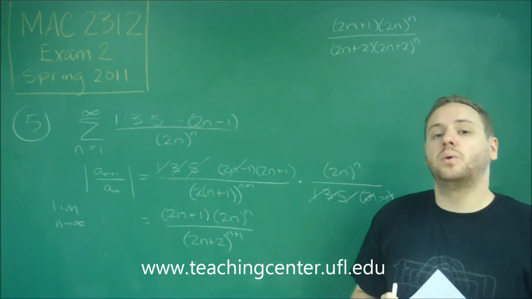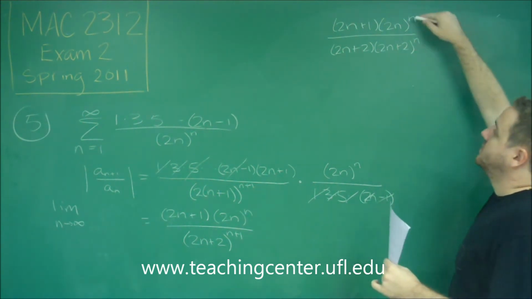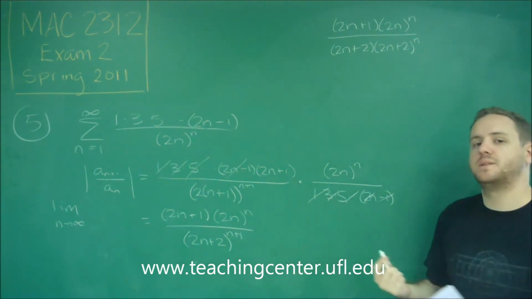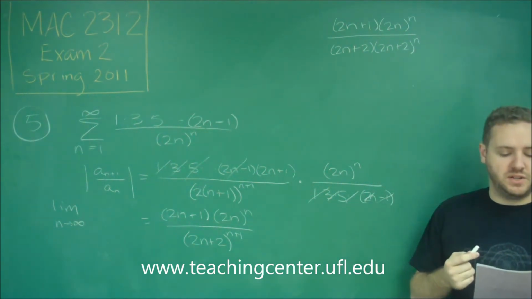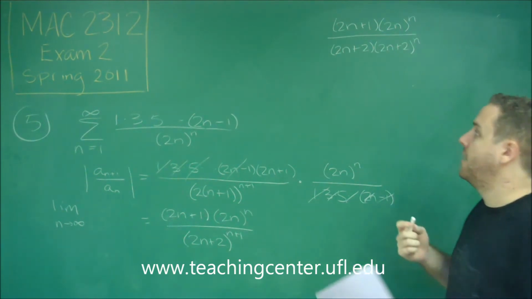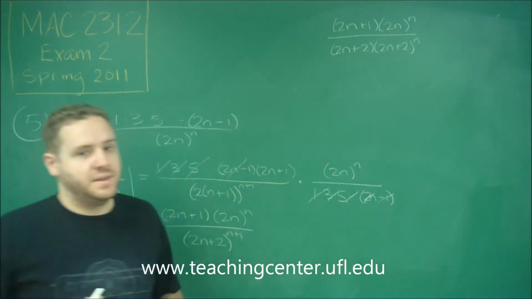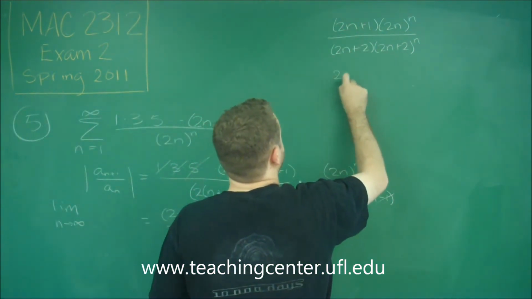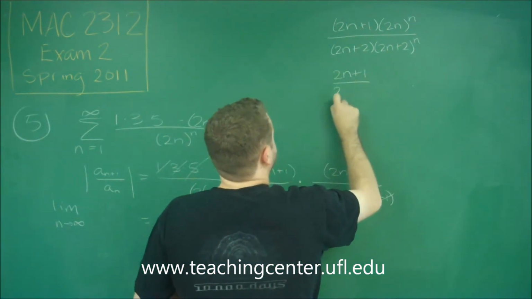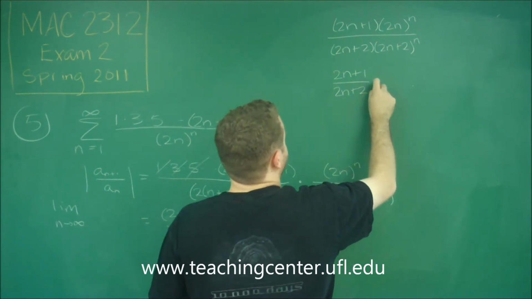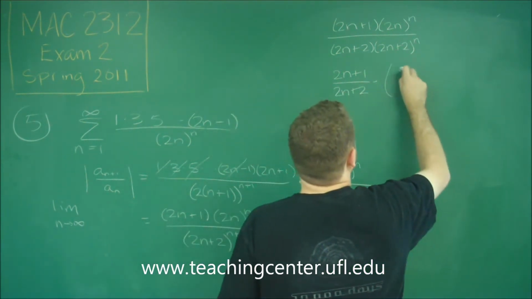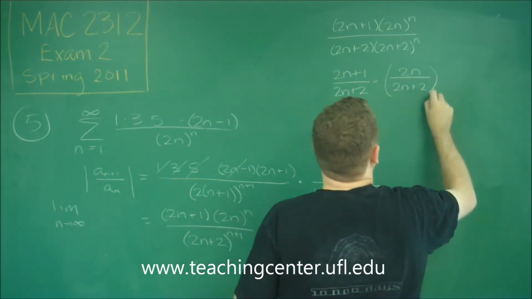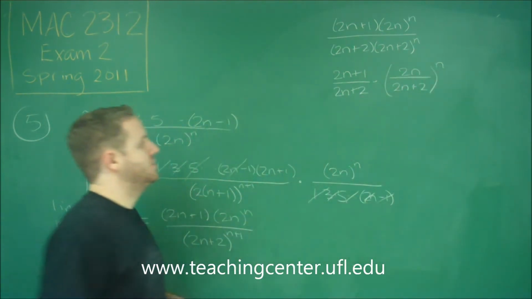And like I said, the reason you want to do that is you want to get multiple things with the same power. So we can do something very similar to the previous time we used ratio tests on this exam, which is now separate this product into two separate ones. So we have (2n plus 1) over (2n plus 2). We can deal with that separately. And we have 2n over (2n plus 2) to the n, and we can deal with that separately.